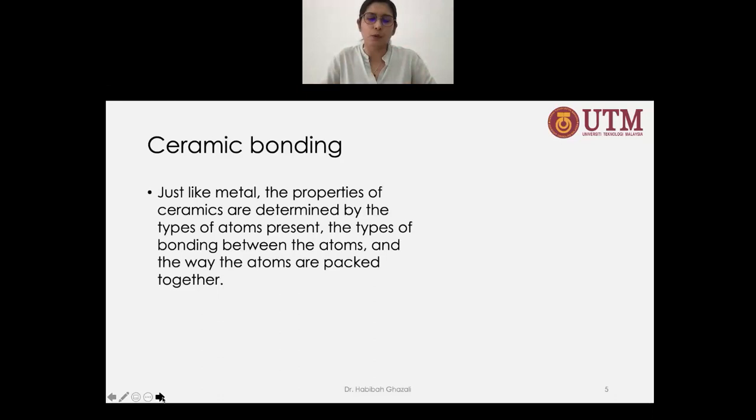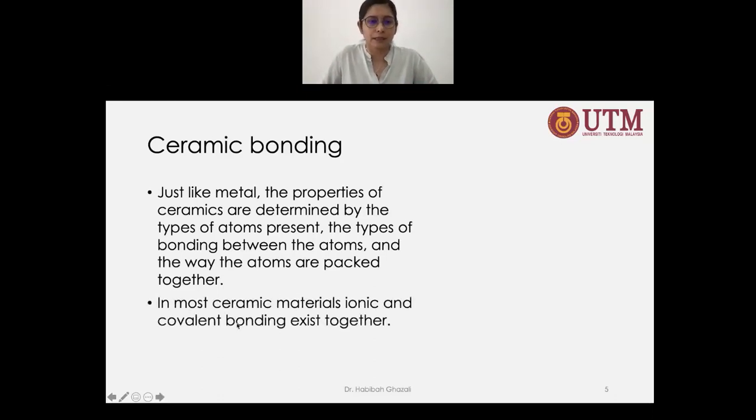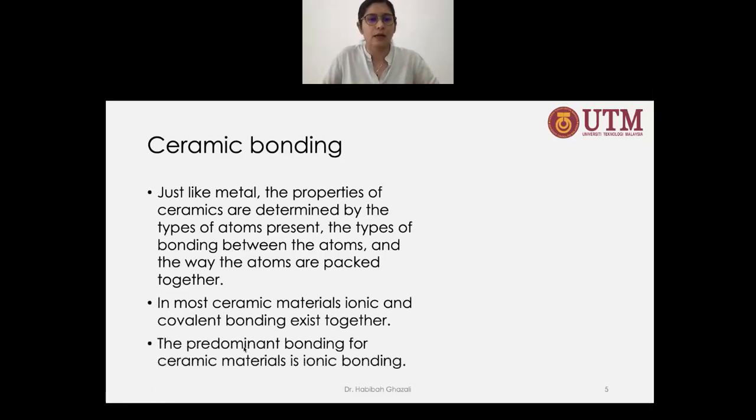So it's the same with metal as well. With ceramic materials, most ceramic materials have ionic and covalent bonding existing together. The predominant bonding for ceramic materials is ionic bonding.